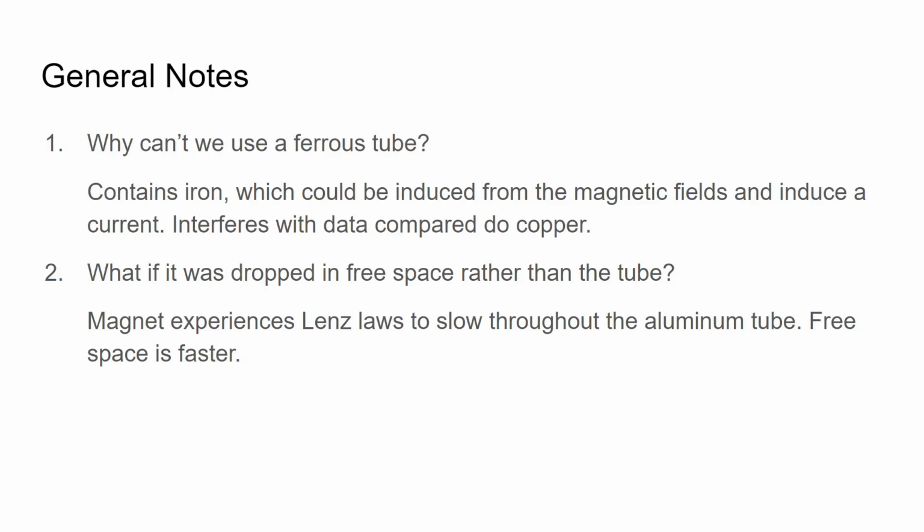Why can't we use a ferrous tube? A ferrous tube contains iron, which would be induced from the magnetic fields and induce a current. This would interfere with our data, if we were to do, say, copper instead. Another question: what if it was dropped in free space rather than the tube? Magnets experience Lenz's law to flow throughout the aluminum tube.